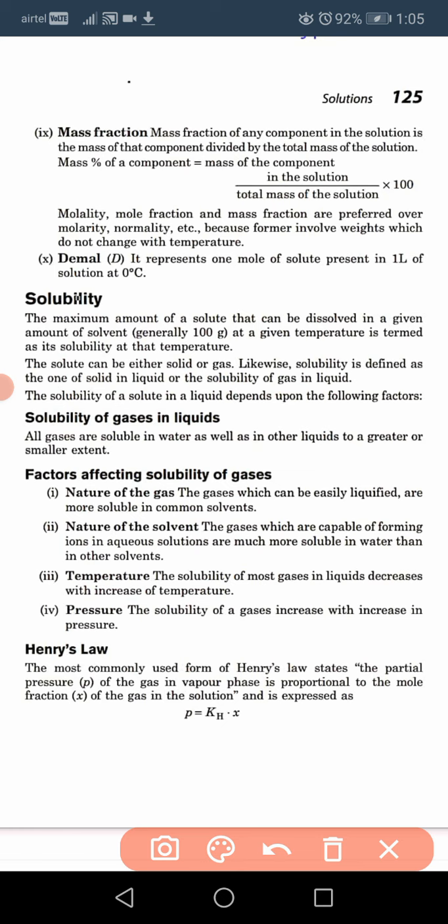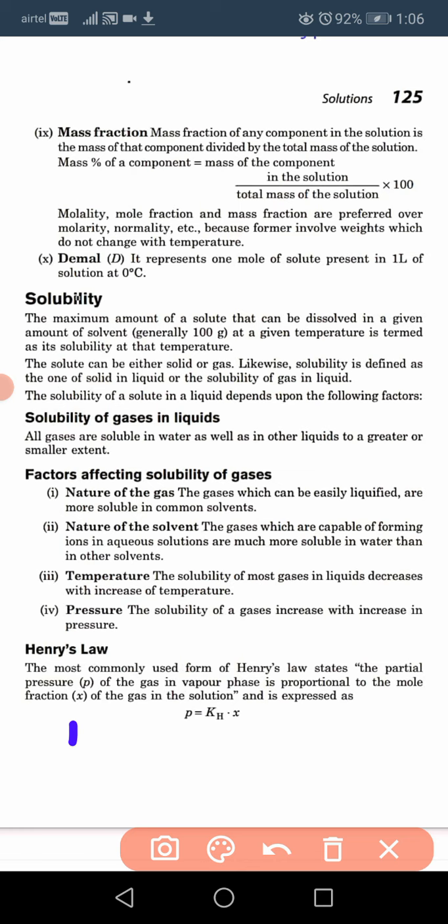Temperature is the third factor which affects the solubility of gases. Temperature is inversely proportional to the solubility of gases. This is a very important point. We need to learn that if a gas is dissolved in a liquid, then the temperature will be inversely proportional to the solubility of the gas in the liquid. The next factor is pressure. Pressure is directly proportional to the solubility of gases. As much pressure is applied, the amount of gas will increase in the solution.